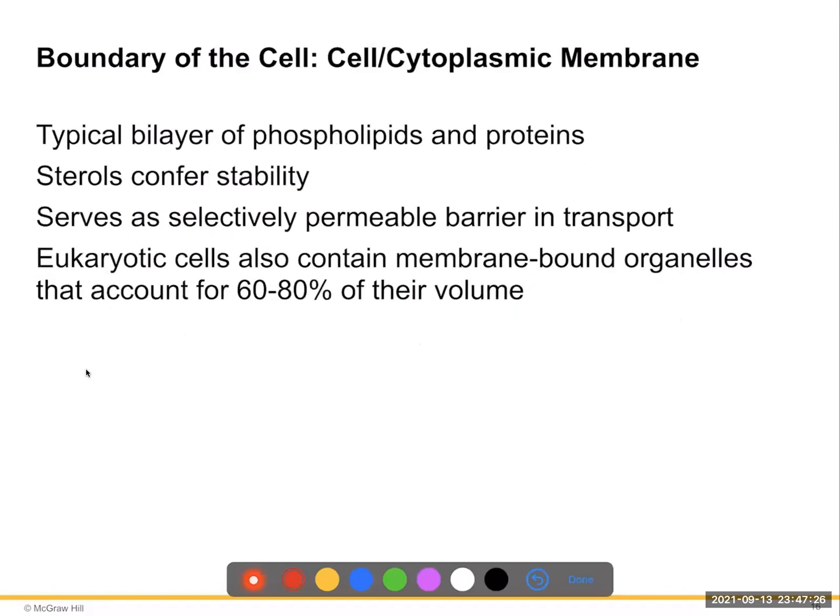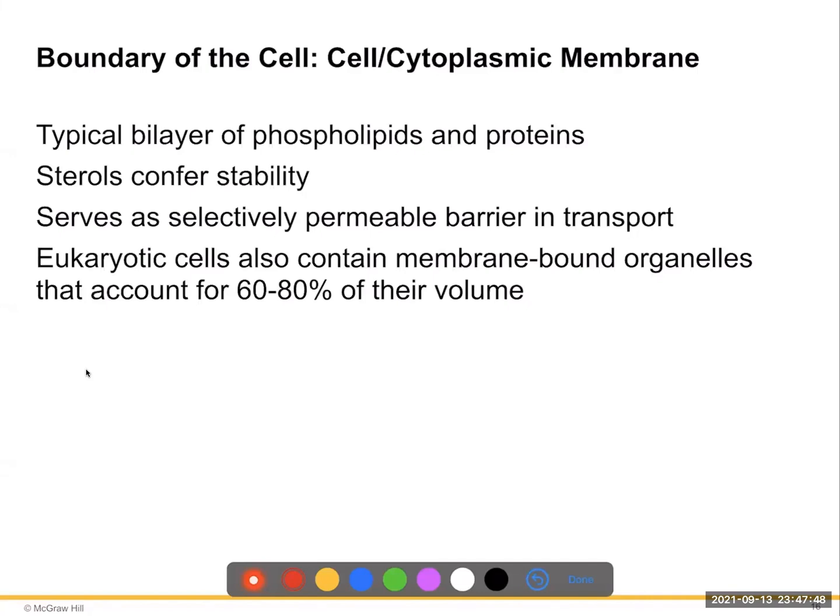The cell membrane is a bilayer of phospholipids we talked about. The hydrophobic fatty acid chains are on the inside. The hydrophilic phosphate heads are on the outside. So it forms a phospholipid bilayer cell membrane. Sterols confer stability.